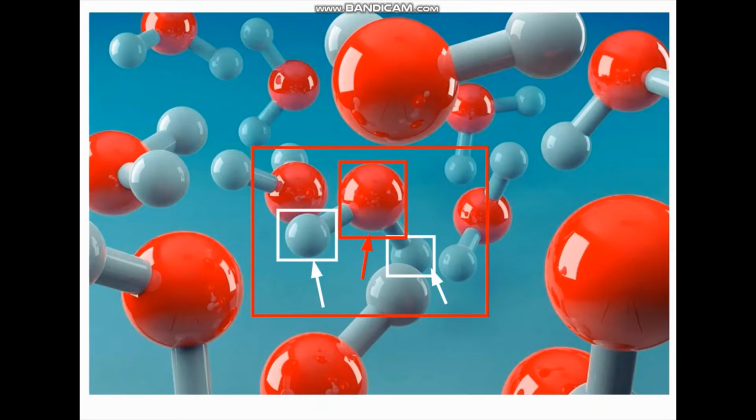In this particular diagram, we can see a lot of compound molecules. Each and every one of these is a compound molecule. If you take one compound molecule, you can get two elements from it. The two elements are, as shown, the hydrogen in white, and the red one is the oxygen. This molecule has two atoms of hydrogen and one atom of oxygen.